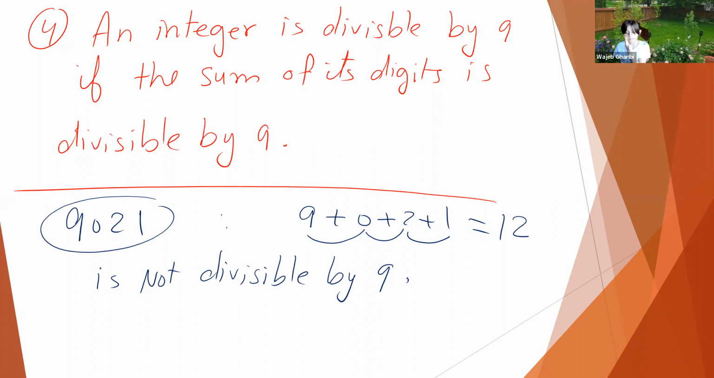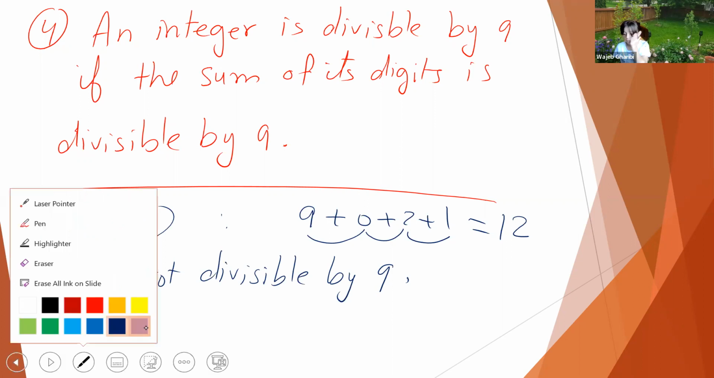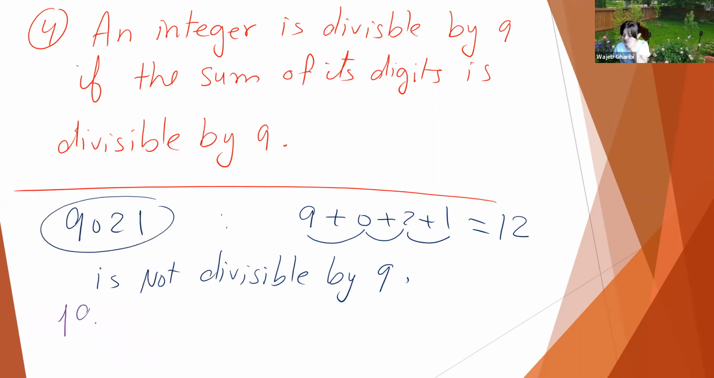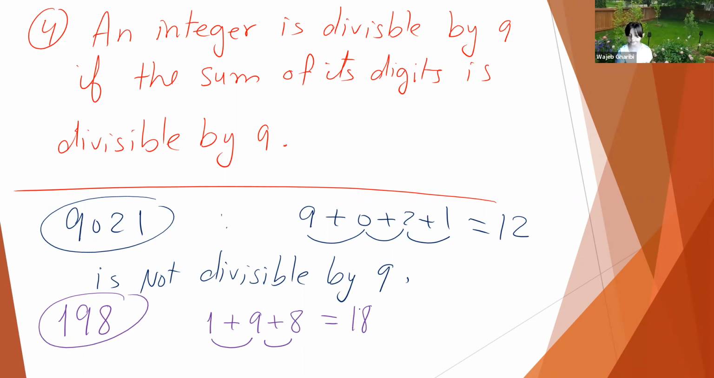Okay. How about, for example, 198? How to check if it is divisible by 9 or not? We take 1 plus 9 plus 8. 1 plus 9 is 10, plus 8 is 18. Now, is 18 divisible by 9? Yes. So 198 is divisible by 9.